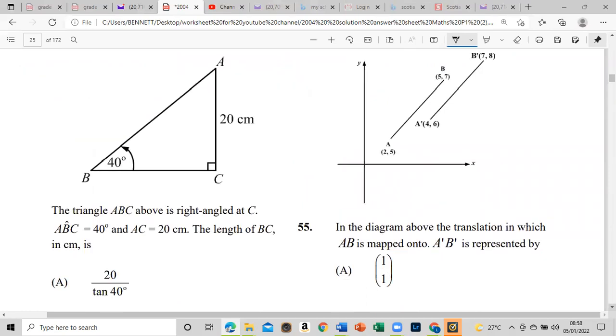The triangle ABC above is right-angled at C. Angle ABC equals 40 degrees and AC equals 20. Find the length of BC in centimeters. Alright, so basically I want to show how we would find BC. We're looking from this angle, so this would be the opposite.